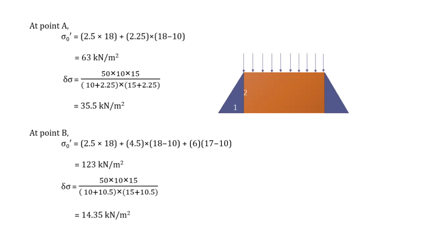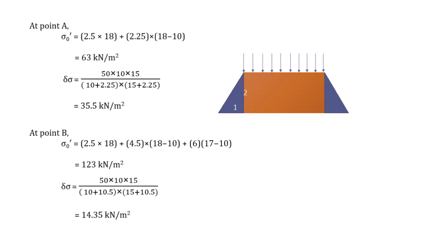For layer 1 at the middle, point A, the initial effective overburden pressure is 2.5 meter multiplied by 18 kN per meter cube. This is for the portion above the base of the footing, plus 2.25 meter multiplied by 18 minus 10 kN per meter cube. This is for the portion below the base of the footing. The thickness of layer 1 is 4.5 meter, so half is 2.25 meter, and the water table is at the base of the footing, so we have to consider the submerged unit weight. Doing this, we find the value to be 63 kilonewton per meter square.